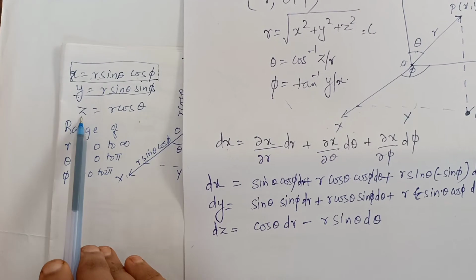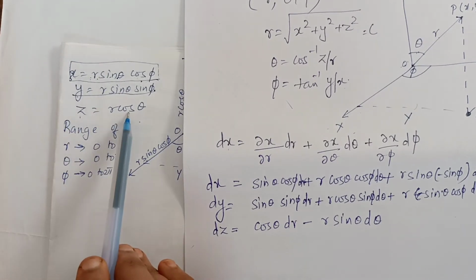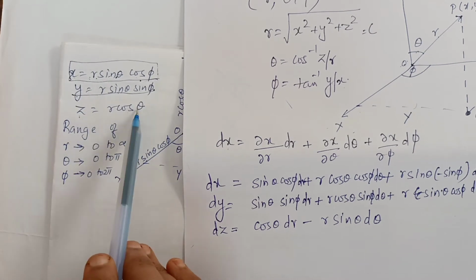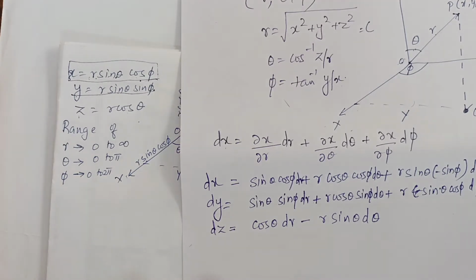Similarly, doing the same thing with z. When you are differentiating with respect to r, we get cos theta dr, and when we are differentiating with respect to theta, cos theta gives minus sin theta. So we got the three relations.